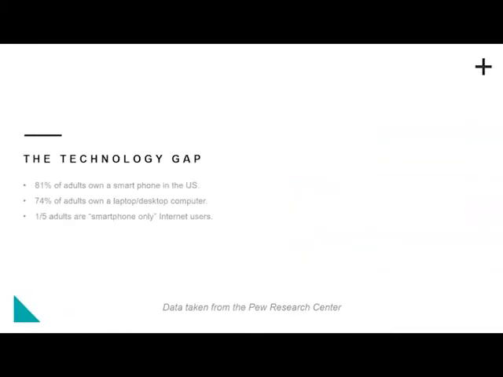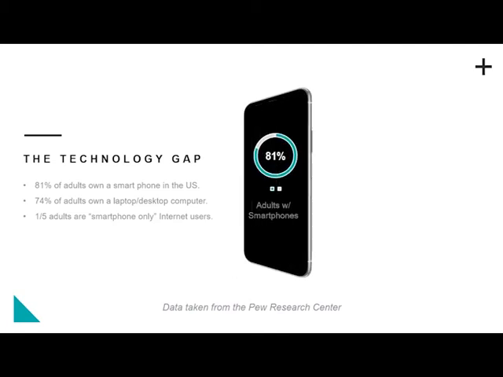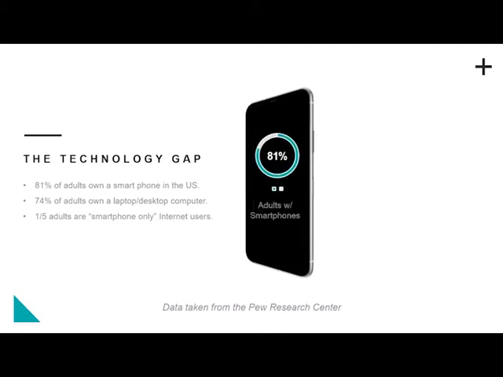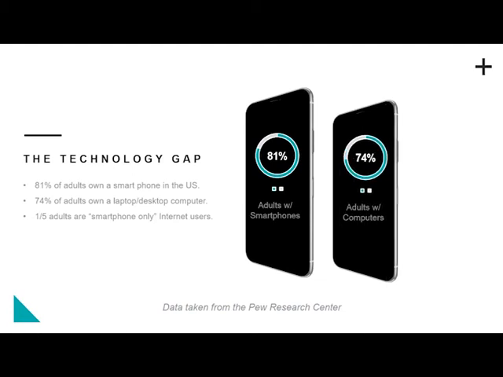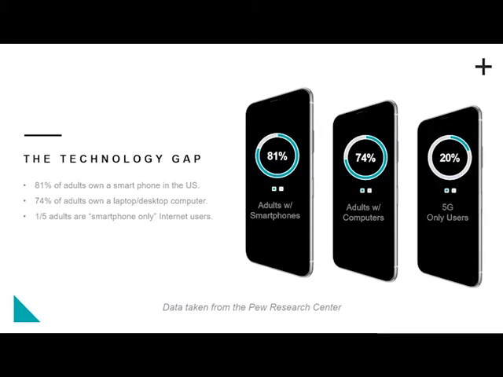Another important issue to consider when moving any instructional content online is what we refer to as the technology gap. According to the Pew Research Center, 81% of adults own a smartphone in the United States, whereas only 74% own a laptop or desktop computer. Additionally, 1 in 5 adults are smartphone-only internet users. Therefore, to be considerate to trainees with limited technology access, it is important to try to make all instructional media mobile-friendly or easy to view on a mobile device.